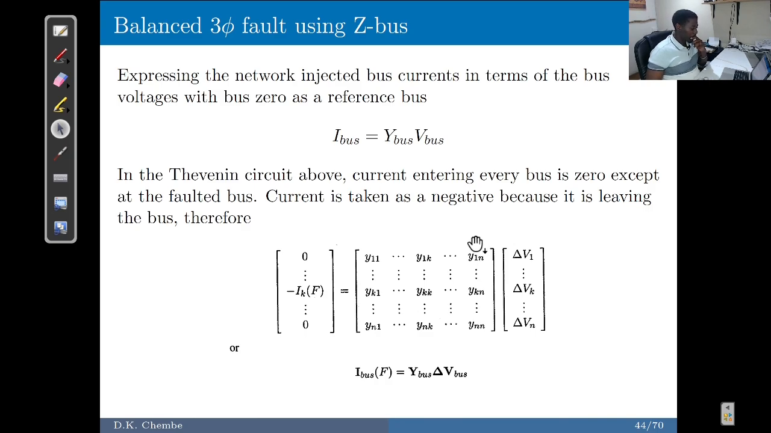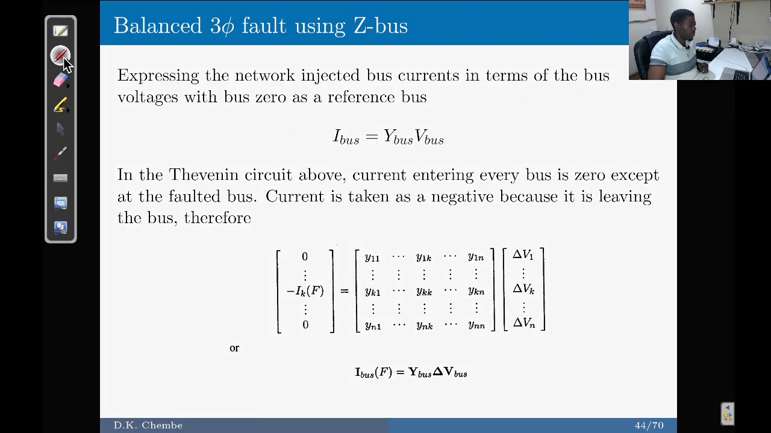So we can express the current in the system, as you remember very well from load flow analysis. The current on a bus is equal to Y bus multiplied by V bus, Y bus being the admittance matrix, okay? And this is the column vector of the bus voltages at various buses.